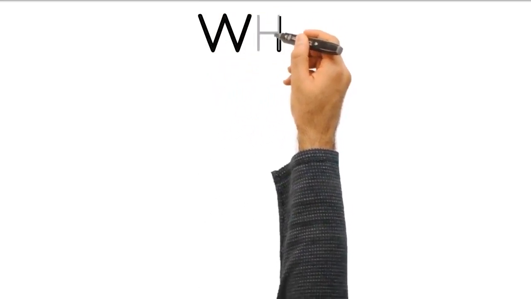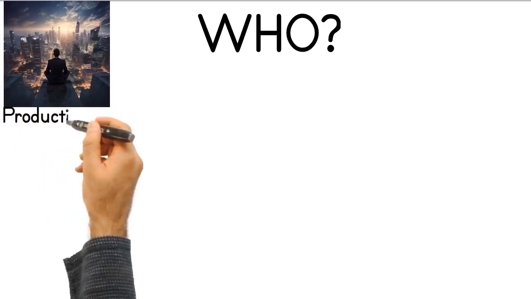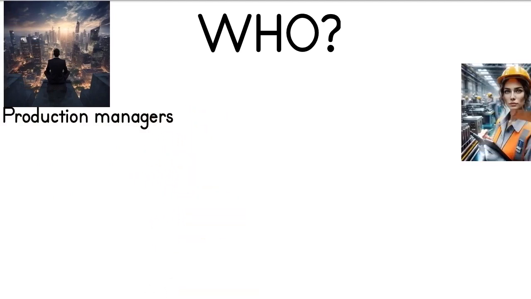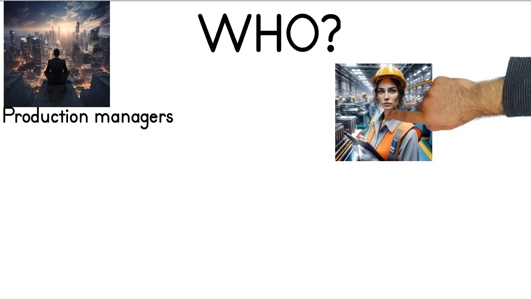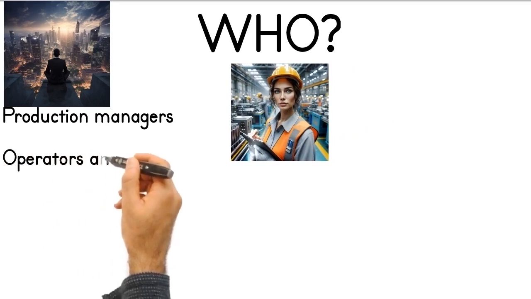Who is involved in WIP lead time reduction? Production managers oversee the entire manufacturing process and are responsible for identifying areas where WIP lead time can be reduced. Operators and technicians are directly involved in the production process and play a key role in ensuring that operations are smooth, efficient, and that time spent on each task is minimized.